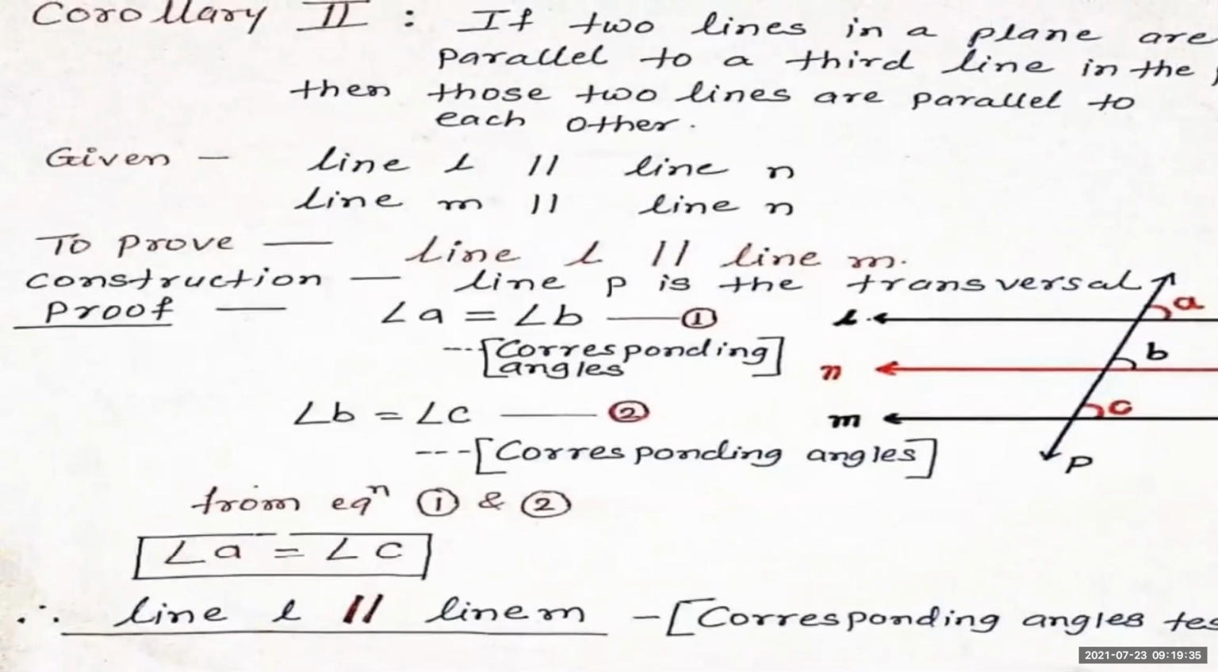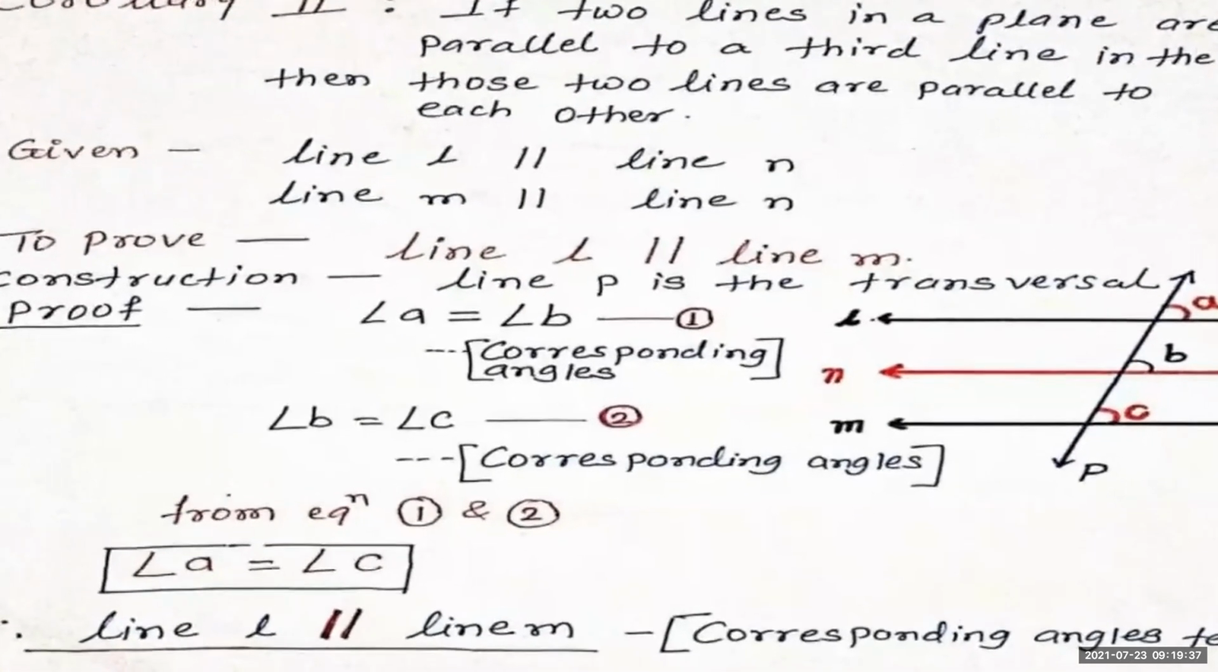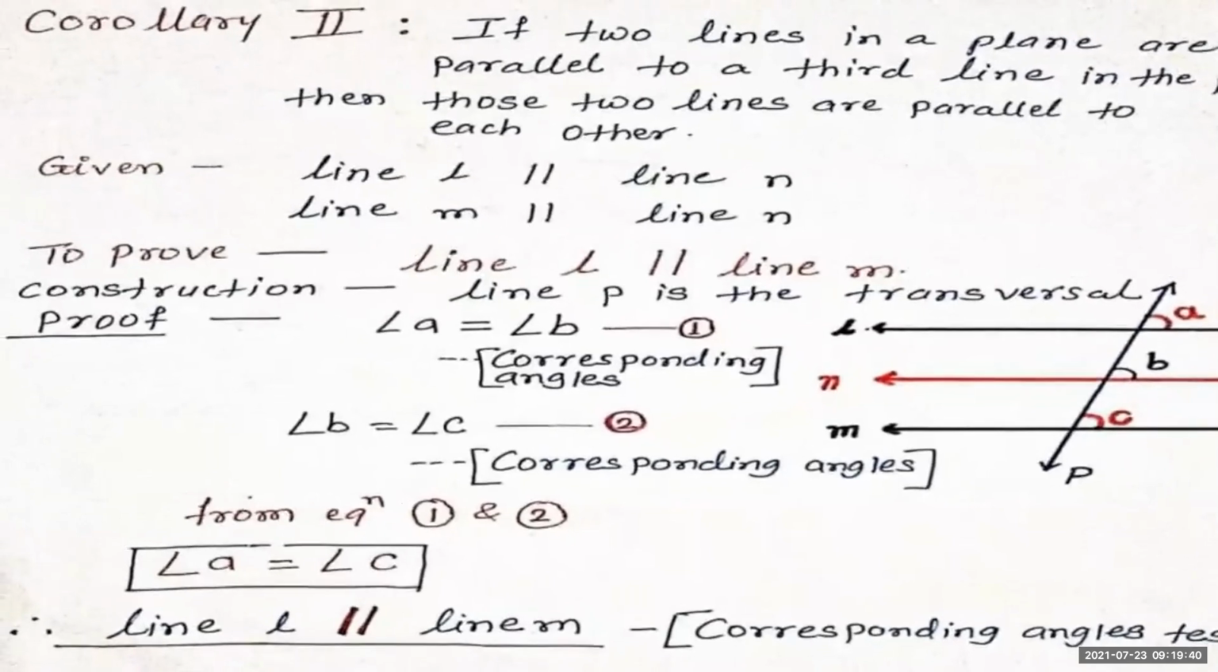See the equation, see the proof. The first, what I already told you with the diagram, is that angle A equals angle B, and that is corresponding angles. We will mark it as equation 1. Now see the second, that is angle B and angle C. Side by side you can also see in the diagram angle B and angle C. Those are also equal because again they are corresponding angles.